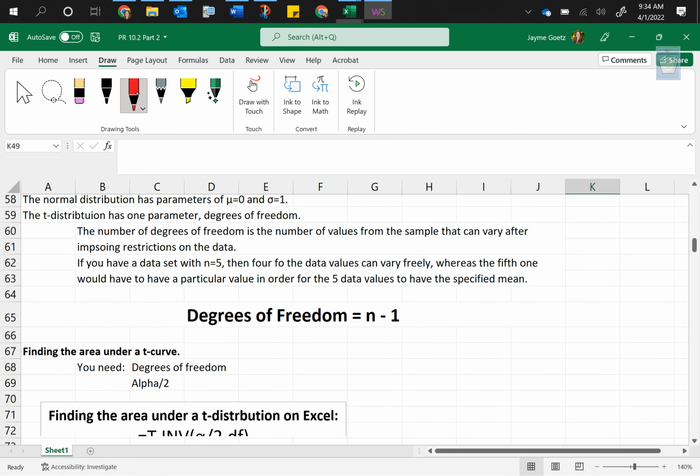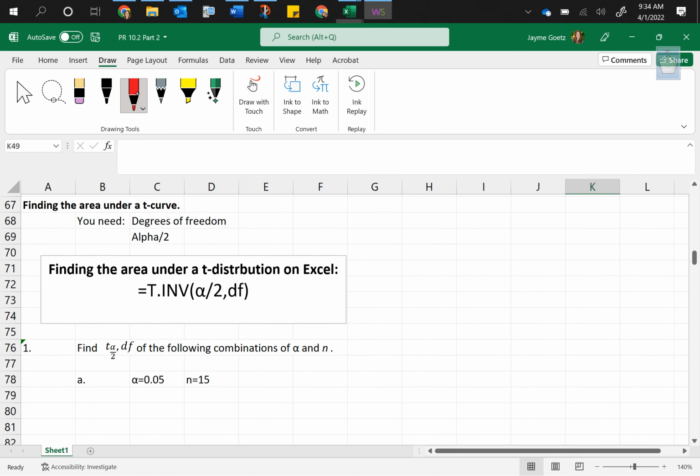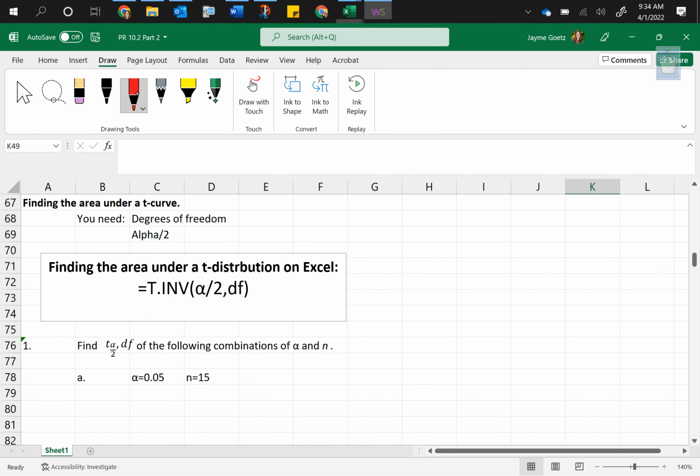So let's talk about how to find the area under a t-curve. This is different than a normal distribution. Okay, we are working with t-values instead of z-values. So you need two things in order to find the area under a t-curve. You need degrees of freedom, and you need your alpha over 2, just like we did last time. Okay? Now, to find the area under a t-distribution on Excel, we have this nice little formula. It's equal t dot inv. Notice how that's really similar to norm.s.inv, but this is a t-value, not a z-value. So t dot inv of alpha over 2 and your degrees of freedom.